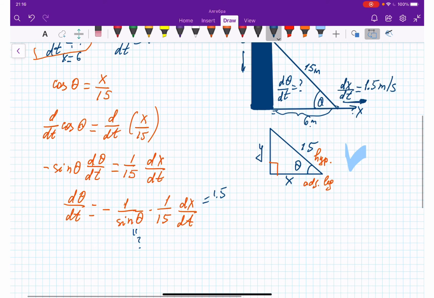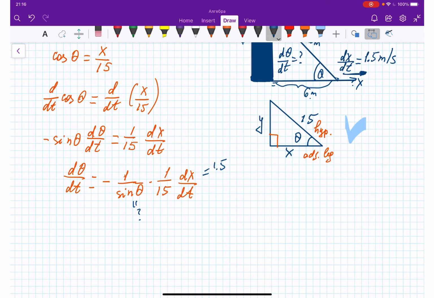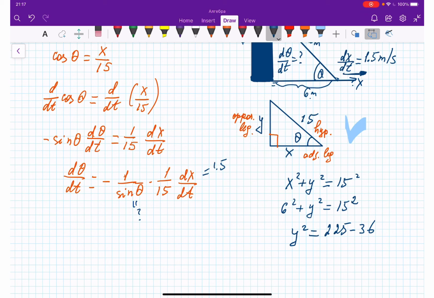Okay, so how am I going to find it? First of all, I'm going to use this triangle with the right angle to write down the Pythagorean theorem. Pythagorean theorem says, this is the opposite leg, the sum of squared legs is equal to the hypotenuse squared, which is, we are going to have here x squared plus y squared is equal 15 squared. So from here x is given 6, so 6 squared plus y squared is equal 15 squared, and we are getting y squared is equal 15 squared, which is 225, minus 36.